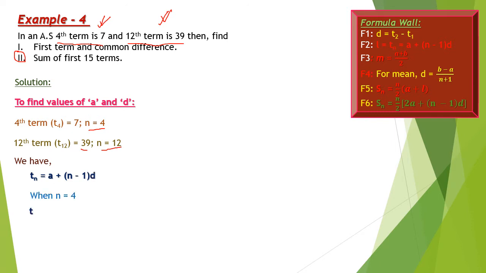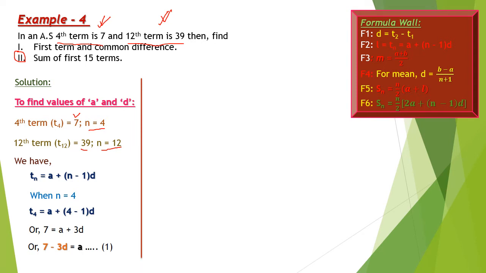When n is equal to 4, T4 is equal to a plus, you can directly write 3d here because 4 minus 1 is 3. T4 is equal to 7, so 7 is equal to a plus 3d. Now 7 minus 3d is equal to a. This is equation 1. A time will come where we are going to use the value of a as 7 minus 3d.